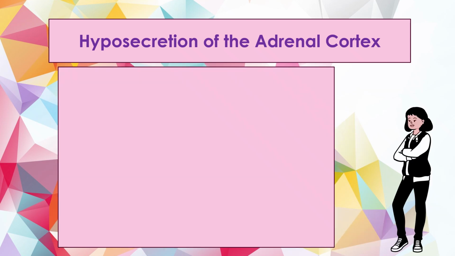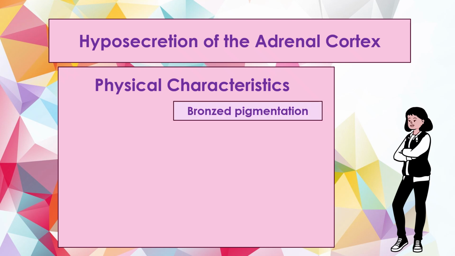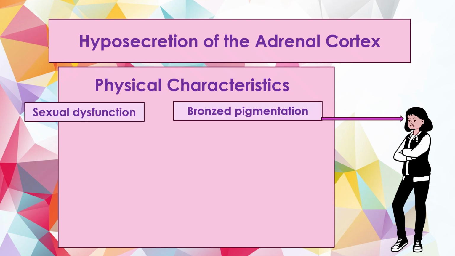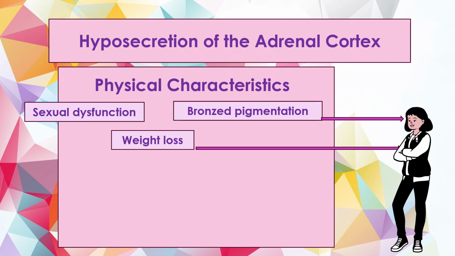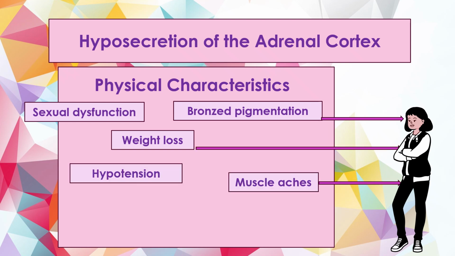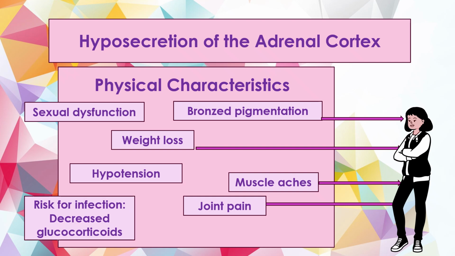Physical characteristics and manifestations might include that bronzy pigmentation or hyperpigmentation, sexual dysfunction, weight loss, hypotension, muscle aches, joint pain. They're also at risk for infection due to the decreased glucocorticoids. So again, monitor that white blood cell count.